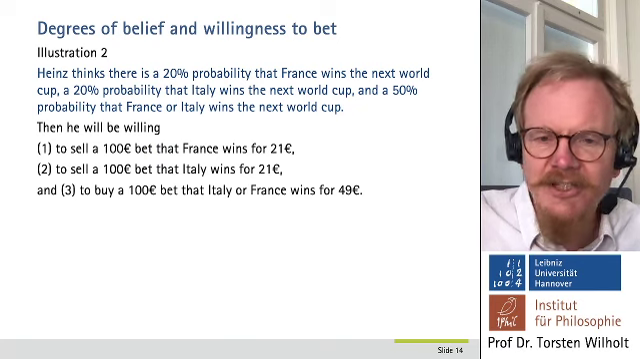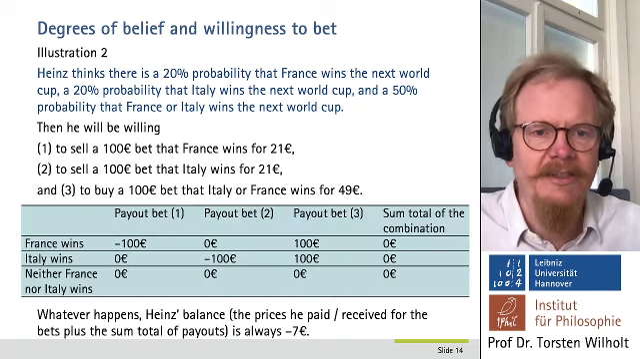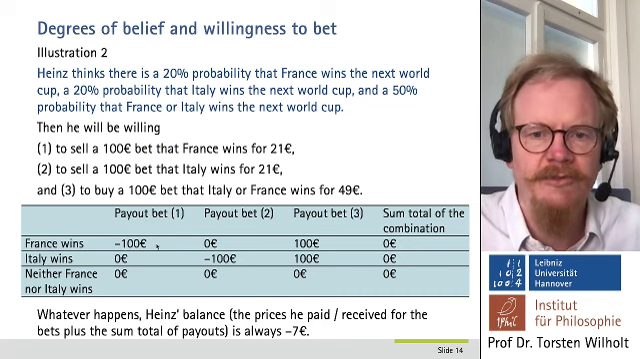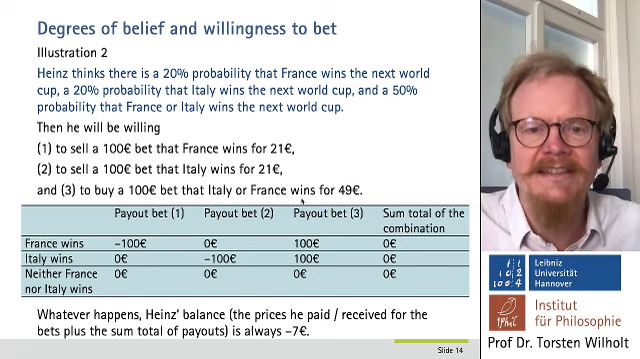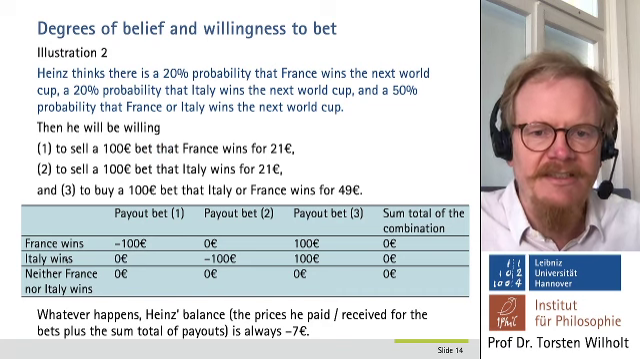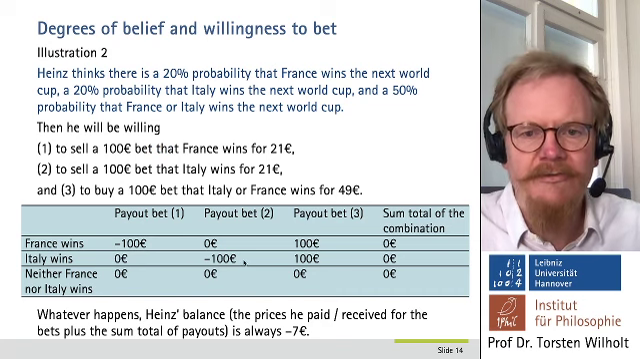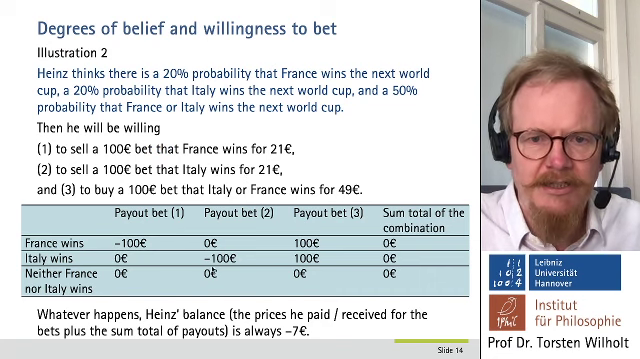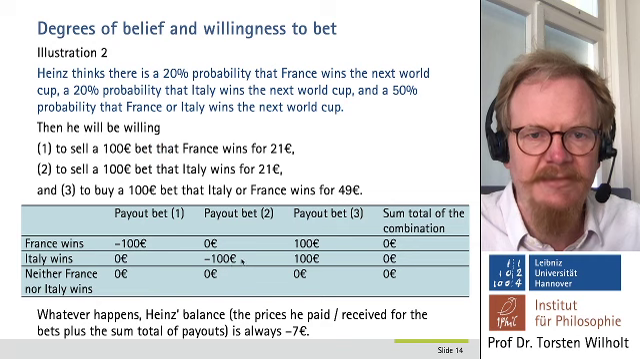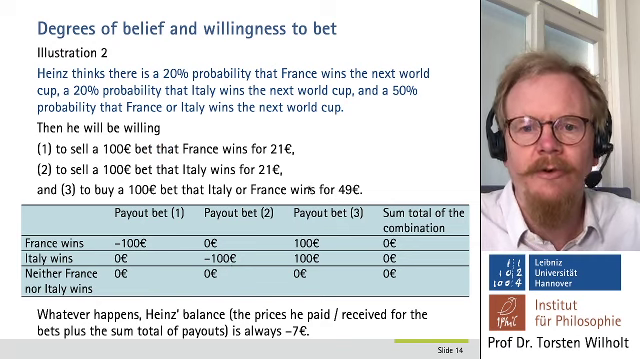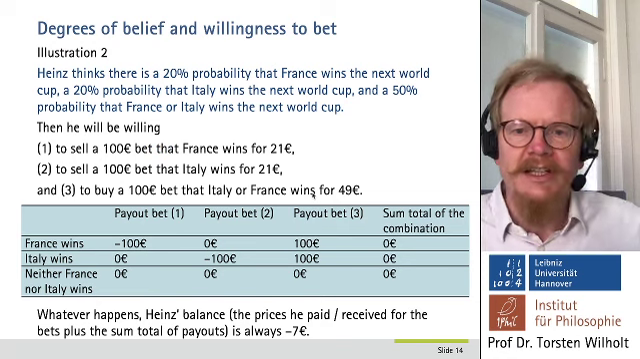And in the combination, this is how it works out. If France wins, he has to pay 100 euro to Alice, but he gets 100 euro from his third bet. If Italy wins, he has to pay out the 100 euro for his second bet, but he will also get 100 euro for the third bet he bought.